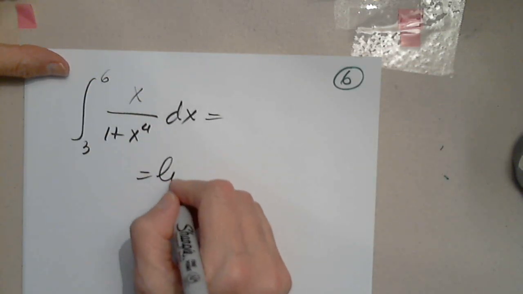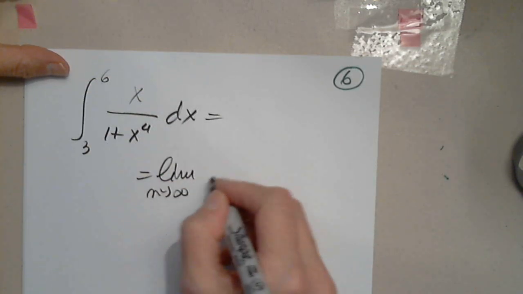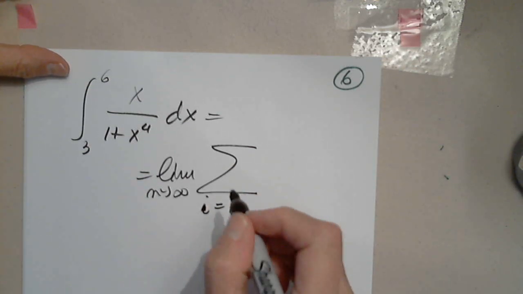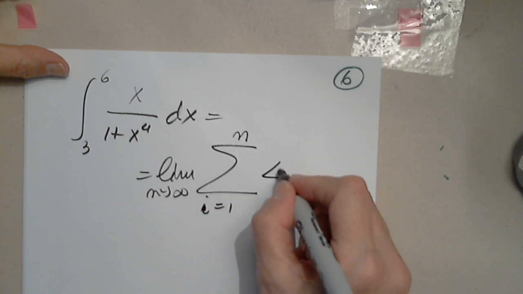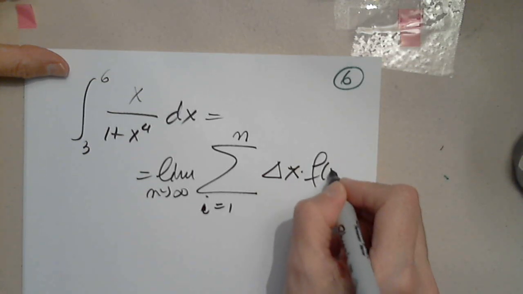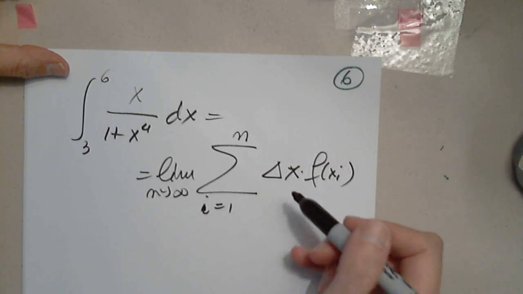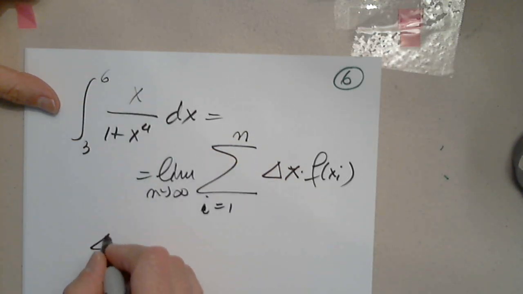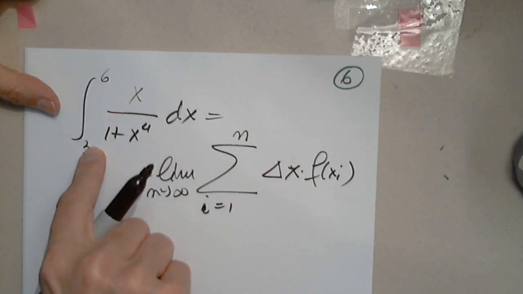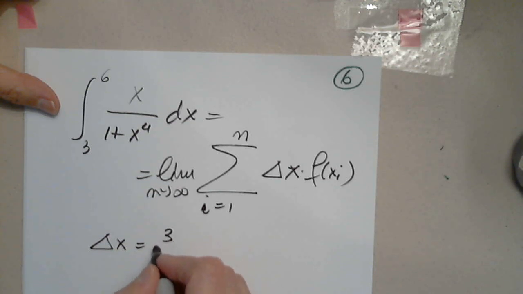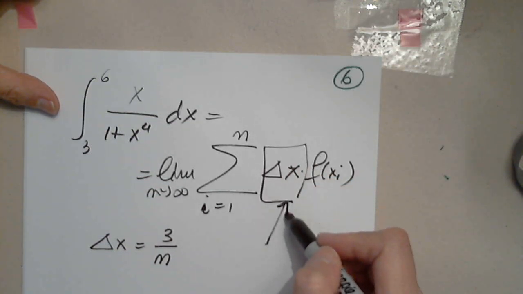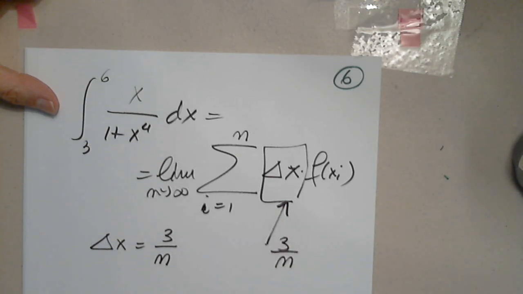So this is the limit as n approaches infinity of the sum from i equals 1 through n of delta x times f of xi. Well, delta x has to be 6 minus 3 over n. That's the definition, b minus a divided by n. So this is 3 divided by n. So this piece is 3 over n.